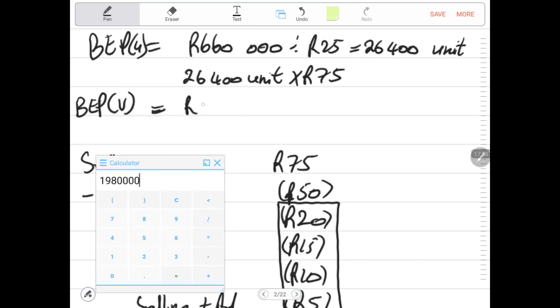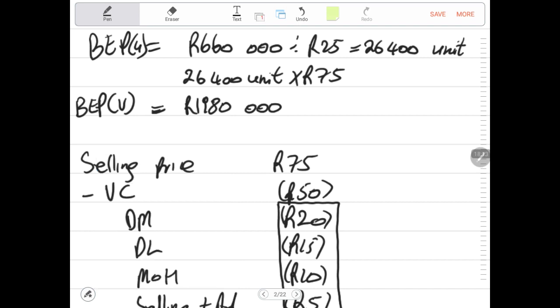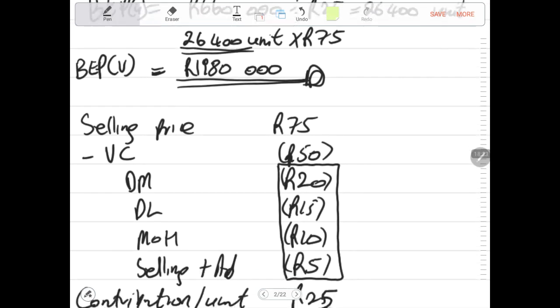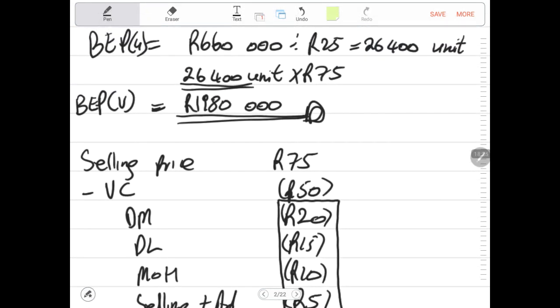It means the company will have 1,980,000 as the revenue from the sale of the 26,400 units at a selling price of 75 rand per unit, in order for them to be at the break-even point. So now this will be the sales value, the break-even value, and this will be the break-even units. So now we have covered that question in both of its dimensions.